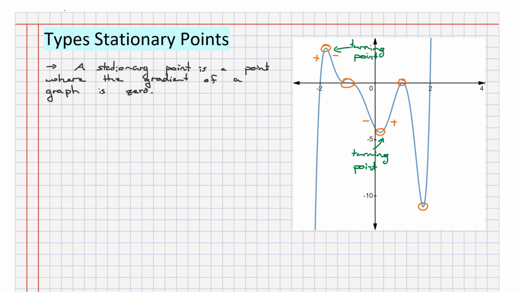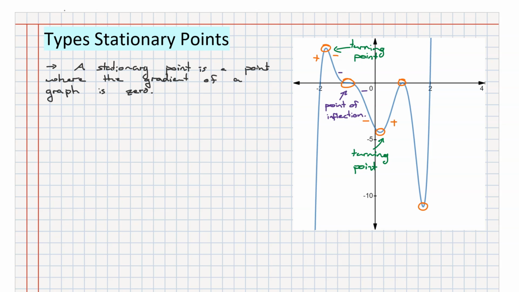But more interestingly, if we look at the other stationary point, it's a little bit different from all the other ones. Rather than being positive to negative or negative to positive, this particular point goes from being negative back to being negative. So this point here is not a turning point. It's still a stationary point, but it's called a point of inflection. What we mean by that is that the gradient of the graph doesn't actually change, but rather it just stands still for a moment and then goes back to what it was originally.